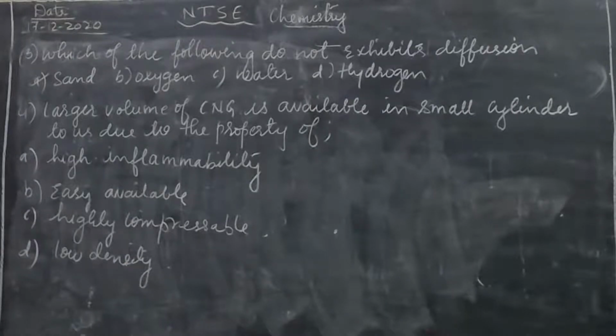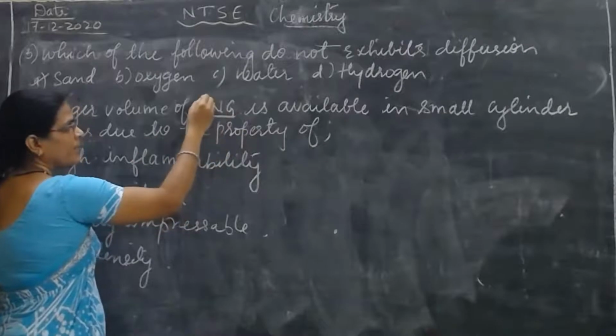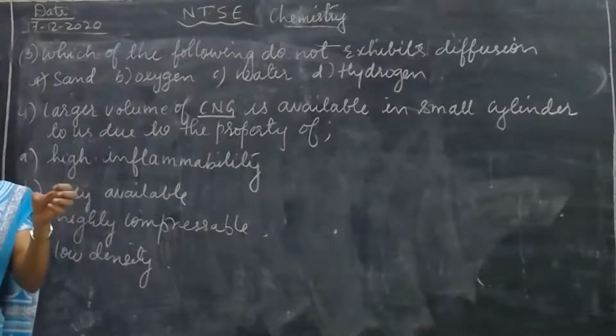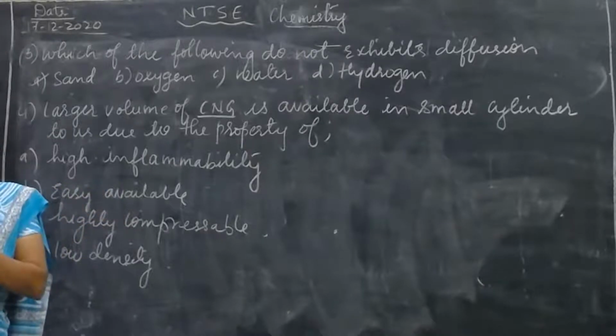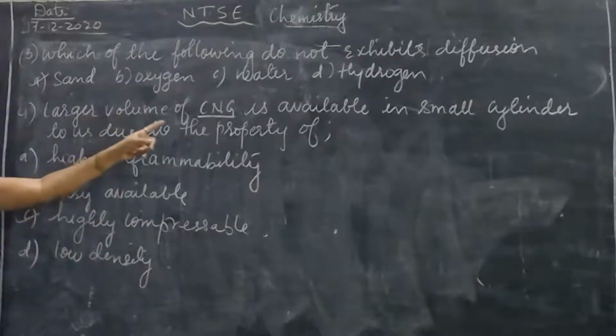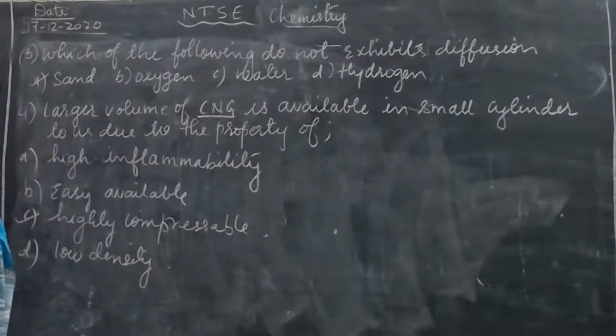The question says a larger volume of CNG is available. CNG is compressed natural gas, and sometimes the full form also will be asked, and it is available in smaller cylinders. We have small cylinders where gas is compressed. The main reason is that the answer is highly compressible. Gases can be compressed. Why? Because of the intermolecular space. The intermolecular space in gases is very high. So when you apply pressure, you can bring the molecules very close together. Because of its highly compressible nature, a larger volume of CNG can be collected in a smaller cylinder. Is it clear?